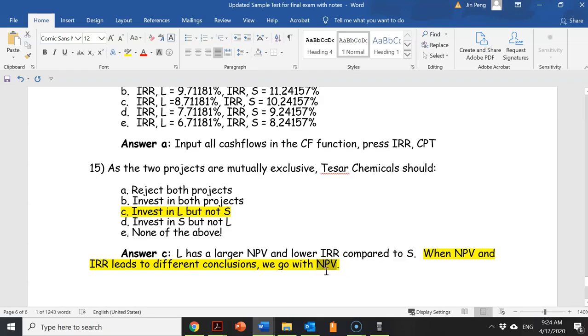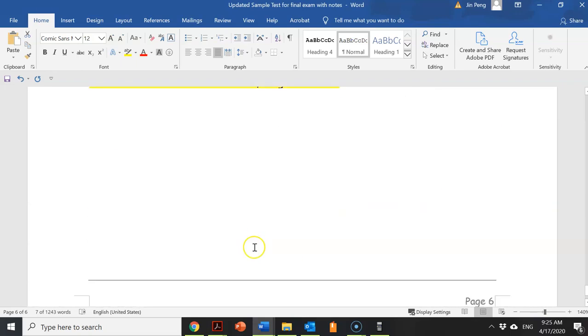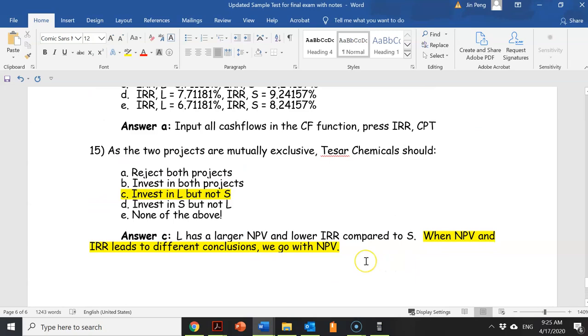So in this question, based on NPV, we should choose L. Based on IRR, we should choose S. But we go with NPV and choose L, not S. So this is question 15. And these are all the questions we have in the sample test for the final exam.